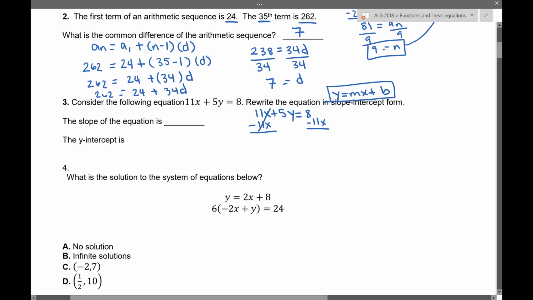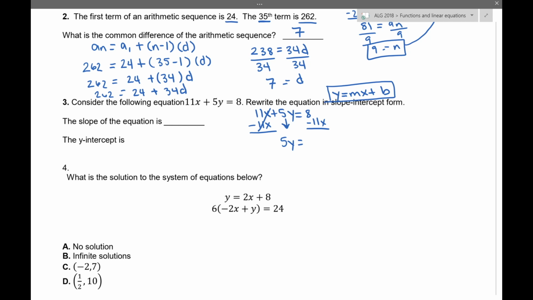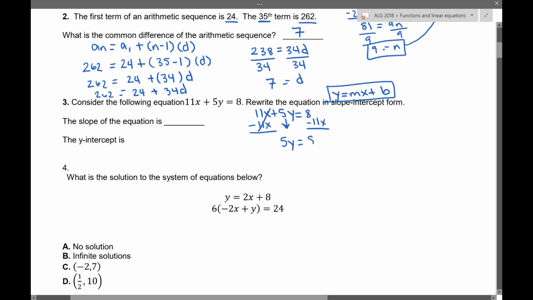My 11x's cross out. Drop down my 5y. Now, is 8 and negative 11x like terms? No. So I just write it on the side. 8 minus 11x.